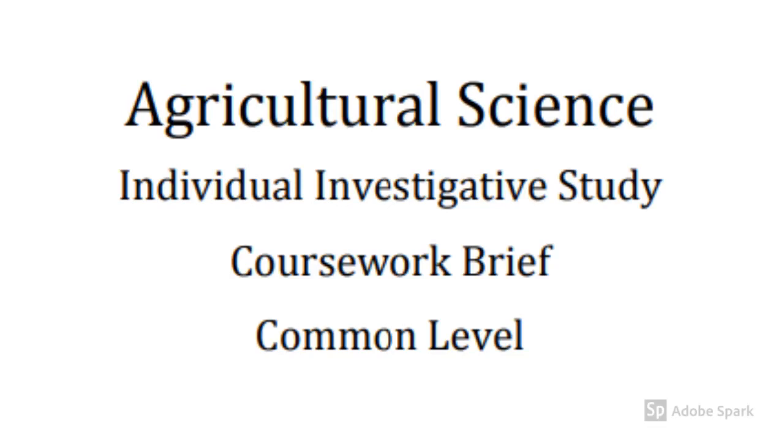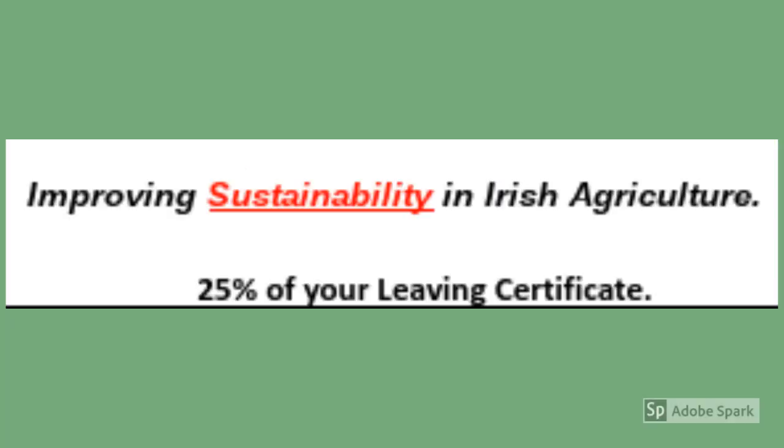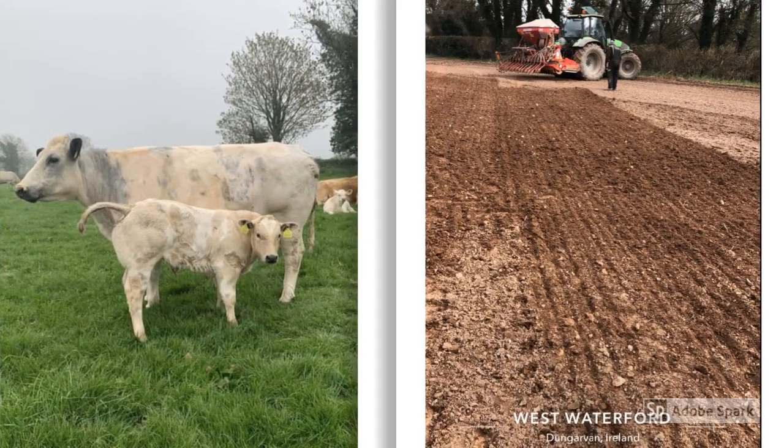In this video, I'm going to try to explain to you your agricultural science individual investigative study, which is worth 25% of your leaving certificate. Your individual investigative study is based around the following theme: improving sustainability in Irish agriculture. The first stage of this project is choosing a specific agricultural enterprise.